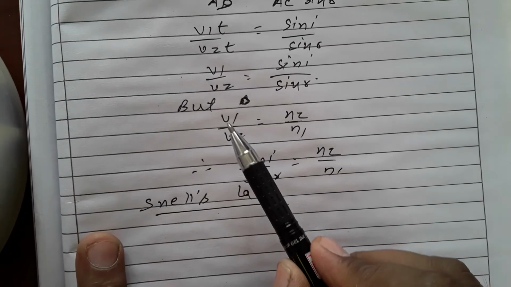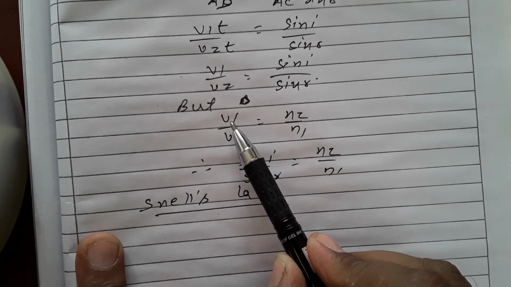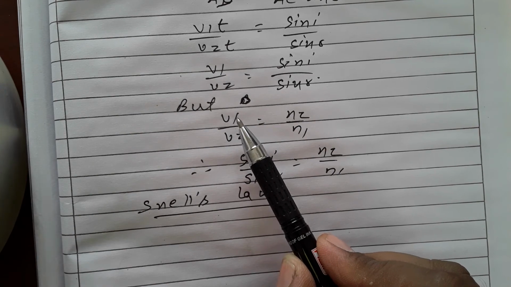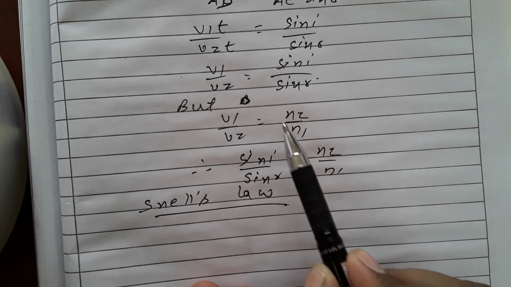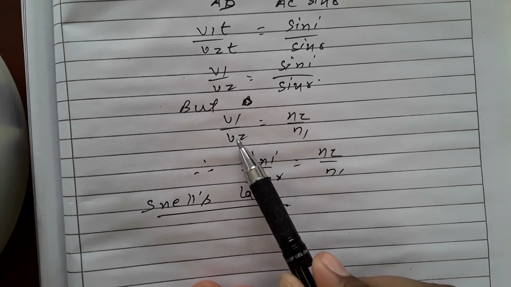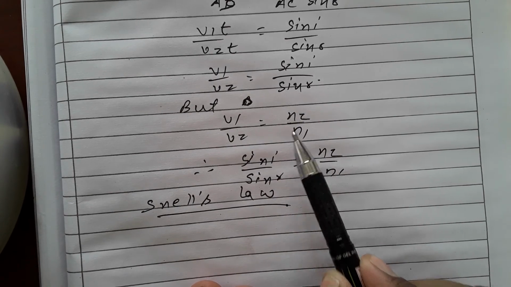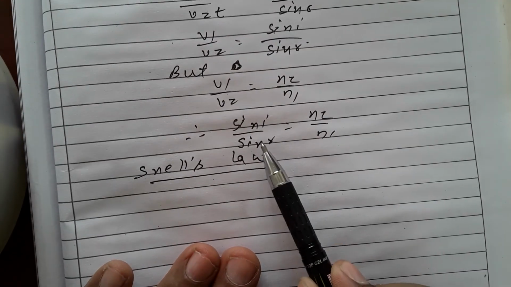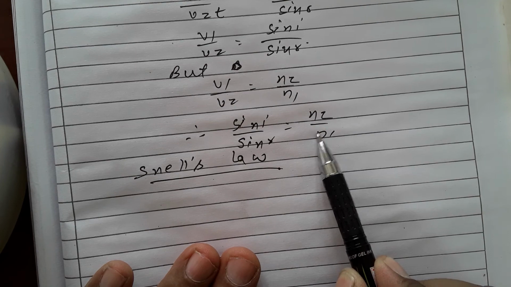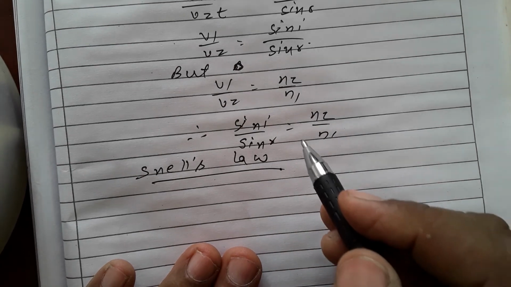But according to the relation between velocity and refractive index, velocity and refractive index are inversely proportional, so we can write V1 upon V2 is equal to n2 by n1. So we can write sin i upon sin r is equal to n2 by n1. So this law is known as Snell's law.